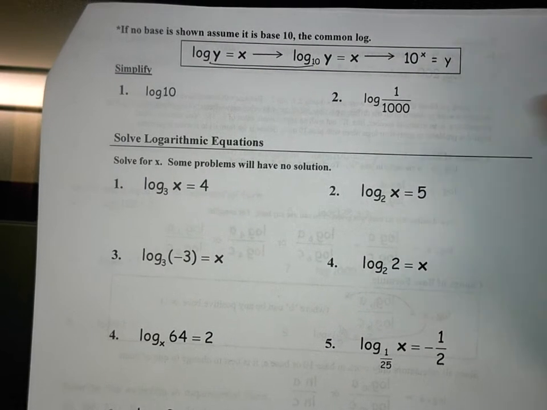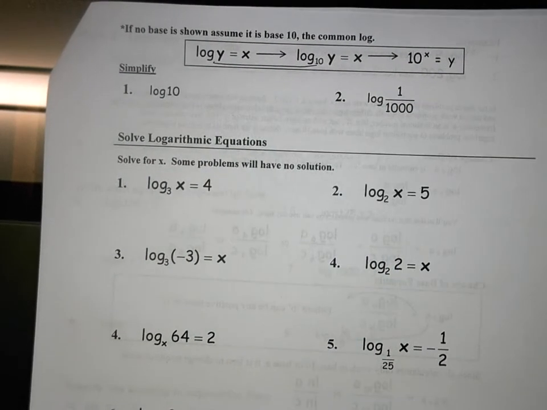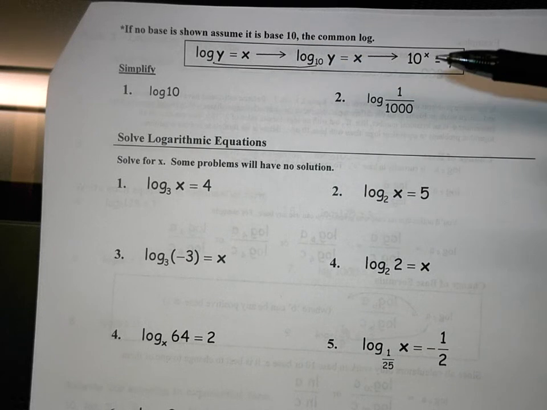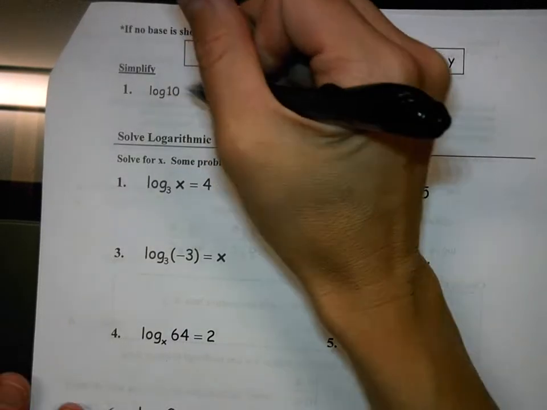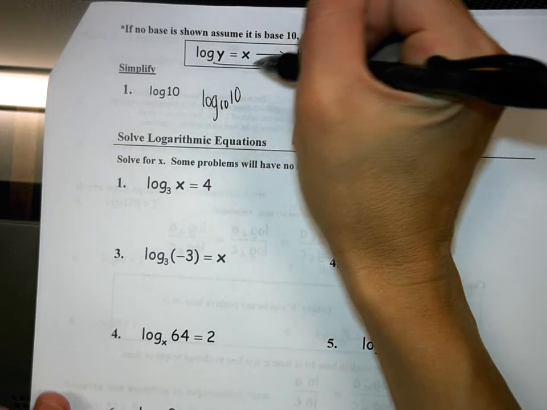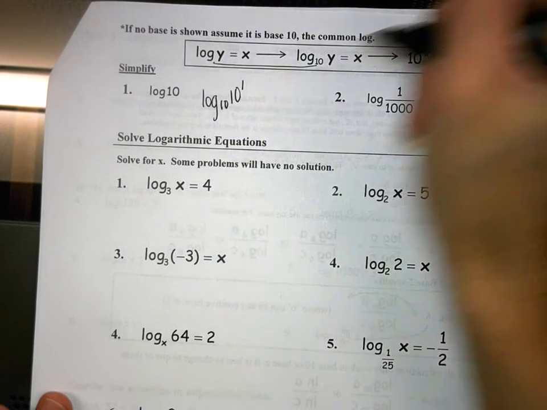Okay, so these ones, they want us to simplify. Do you know on number 1 what it would end up changing to? So remember, if no base is shown, it is base what? 10. So that means that this is really log base 10 of 10, and if 10 doesn't have an exponent, the exponent is actually 1. So what is that answer? 1.